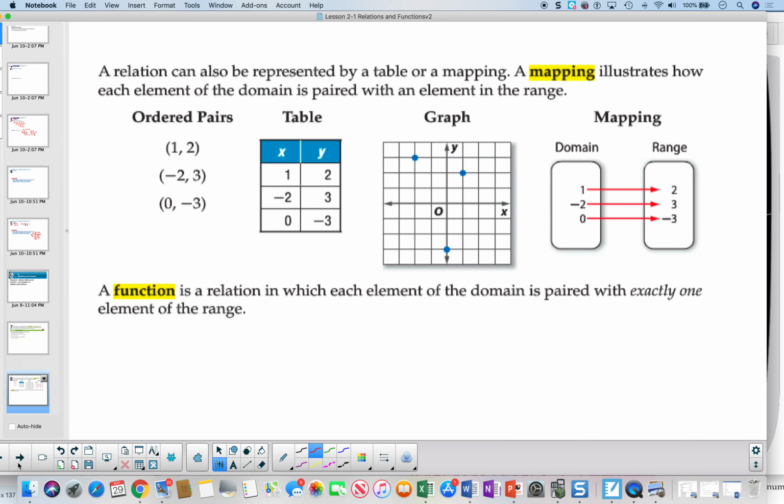Let's take a look at what it looks like in terms of a mapping. So we can show it in terms of ordered pairs. We can show it in terms of a table. We can show it in terms of a graph, graphing all these ordered pairs. Or we can show it as a mapping, where the 1 maps to the 2, the -2 maps to the 3, and so on. When this happens, when every x goes with one y, we call this a function, because it's paired with exactly one element of the range.